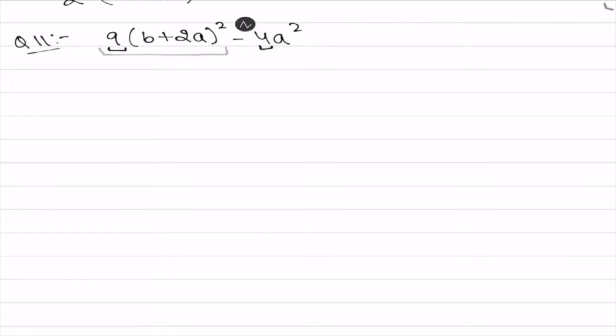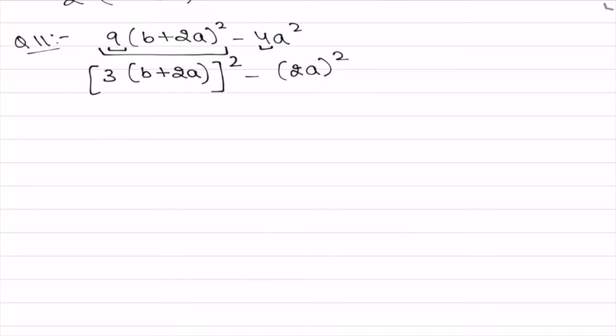Next question, question number 11: (9b plus 2a) whole square minus (4a) whole square. Here children you can see that 9 is also a perfect square and 4 is also a perfect square. So what we will do, we will make the first term a perfect square. So 9 is the perfect square of 3, so (3 into (b plus 2a)) whole square minus 4a square, which is the perfect square of (2a) whole square.